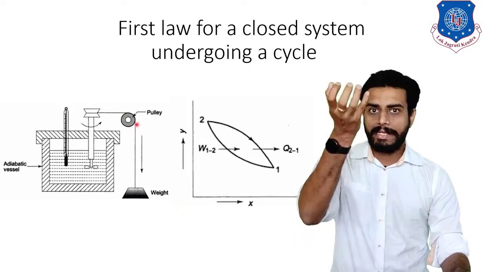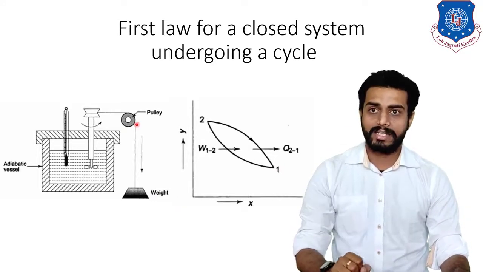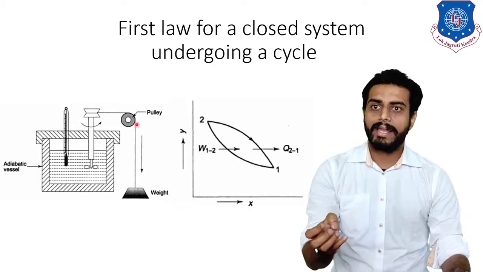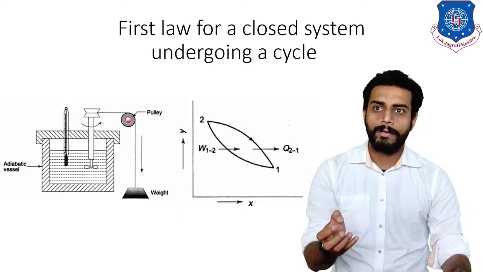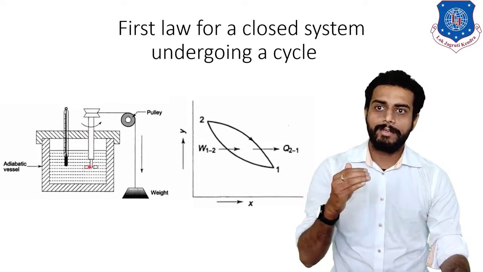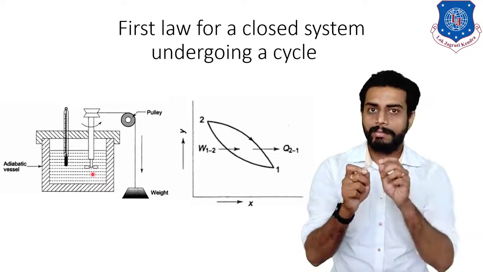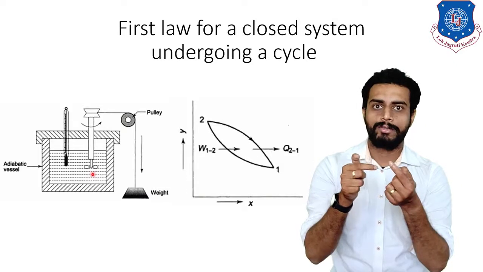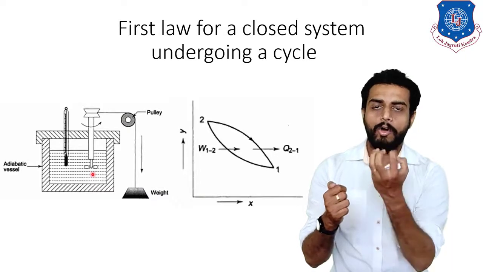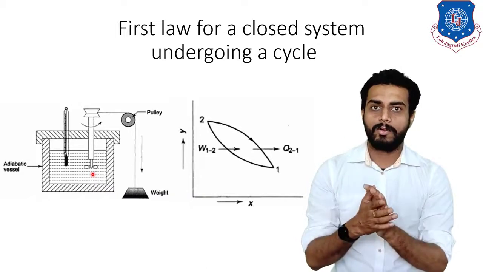Now what we are doing, we are bringing down the weight towards the downward direction. If we bring down the weight, then due to this arrangement of pulley and rope, this stirrer will start rotating. And as soon as the stirrer starts rotating, you can easily see over here that the stirrer blades are in contact with the water molecules. So there will be some friction between the stirrer blades and water molecules. If the stirrer blades rotate, due to the friction, the temperature of the water will rise. And that can be identified using the thermometer provided on the other side.